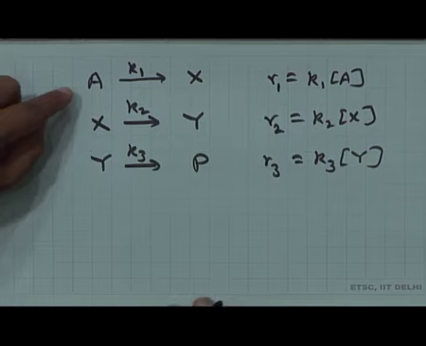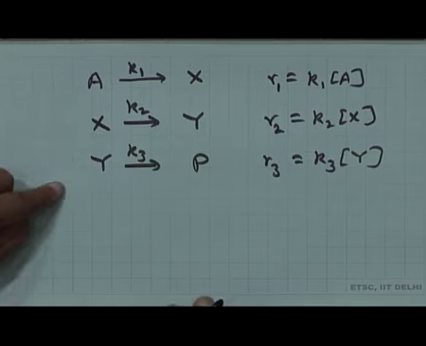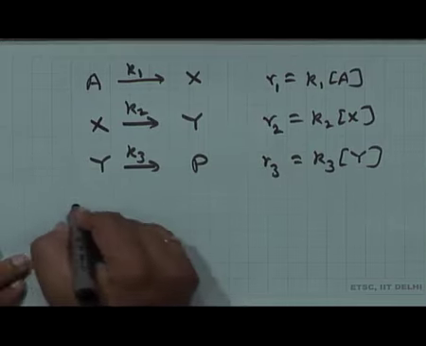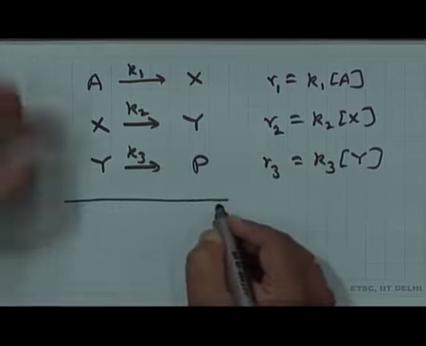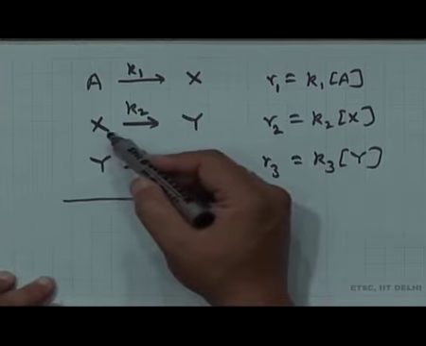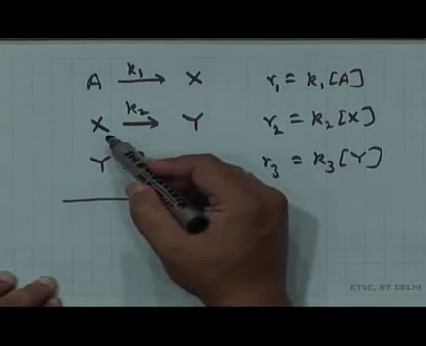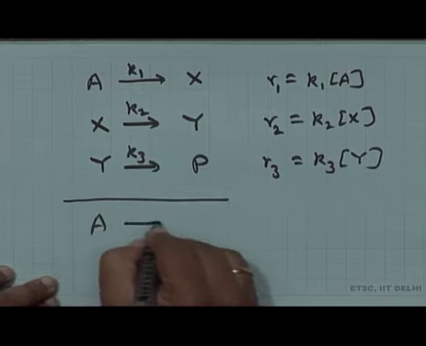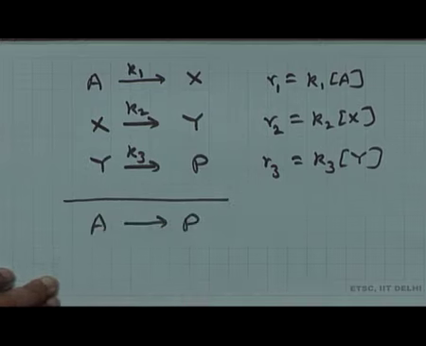Okay. So, each of these steps or each of these reactions is an elementary reaction. Now, when I add all these up, you can see X and X would cancel out, Y and Y would cancel out. So, I will be left with the actual equation A going to P.